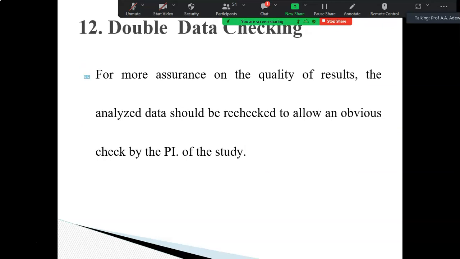Then, of course, we keep on talking about data. Again, we need to do double data checking for more assurance on the quality of results. The analyzed data should be checked to allow an obvious check by the principal investigator of the study.